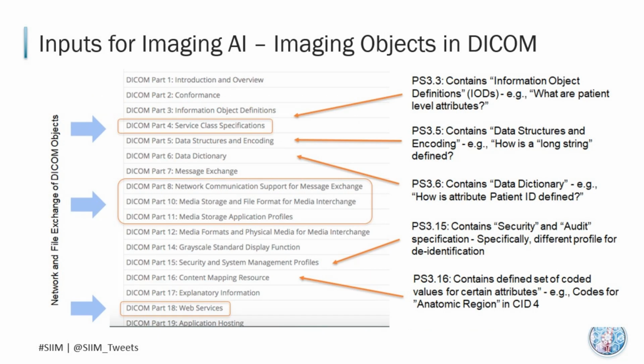DICOM is a broad standard. It covers both the data model as well as communication protocol. As a result, it is divided up into many parts. For the data model, Part 3 specifies the data model. Part 5 specifies the low-level data structure and encoding. Part 6 is the data dictionary, which is handy to look up a DICOM tag quickly. Additionally, for AI applications, Part 15 defines security and audit, which may be interesting. Part 16 defines coded values used for certain attributes.